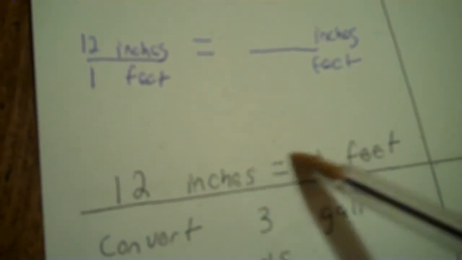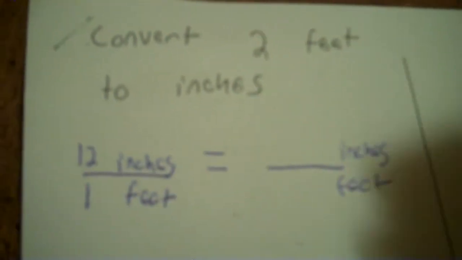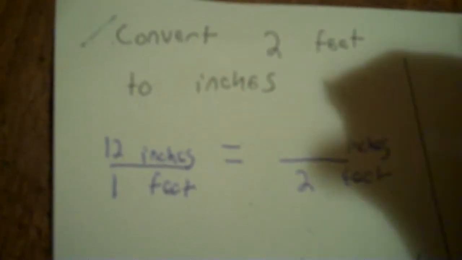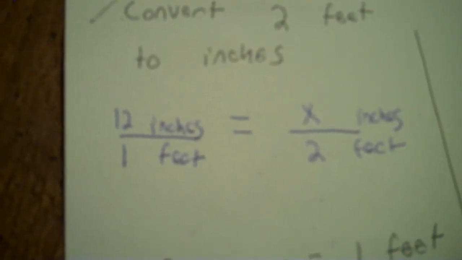Now let's talk about this 2 up here. Again, whatever's down there, you're going to line that up on your first fraction or ratio. Look at this 2. It's 2 feet. And we are finding the inches. That's what we're trying to figure out.